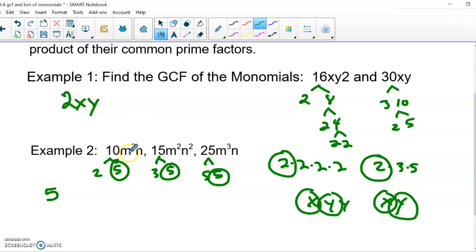And then again, we can only take what variables they all have. This one has 2 m's, 2 m's, 3 m's, so we can take 2 m's. This has 1 n, 2 n's, 1 n, so we can only take 1 n, just what they have in common. So that's our GCF of these 3 monomials.